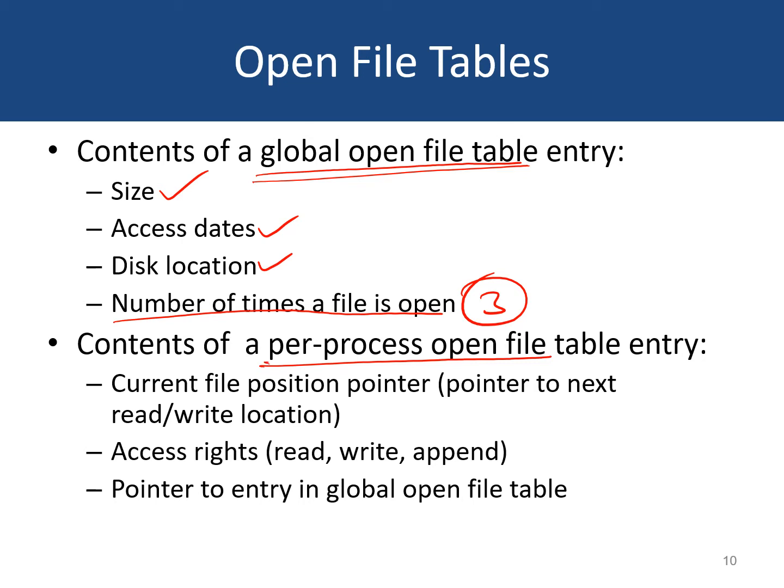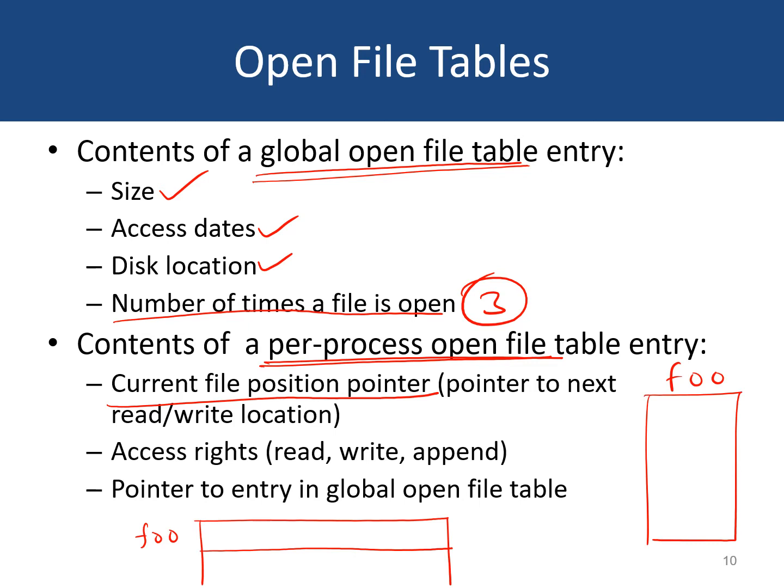Now in contrast, the per process open file table contains information about all the files that a given process has open. In this table, we store information regarding the use of the file by the given process. So here we'll find information like the current file position pointer. This is basically the pointer to the next read write location for the given process.